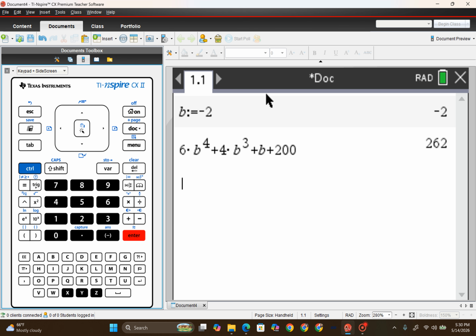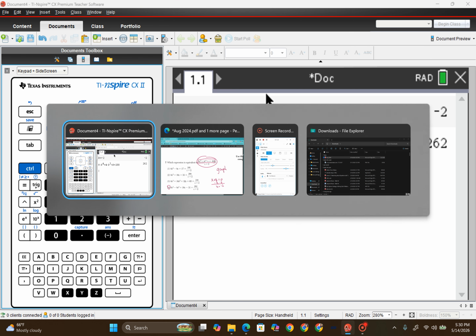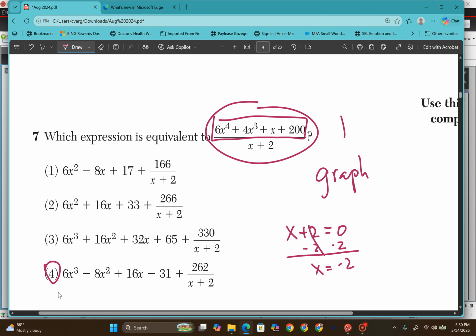So that means that my remainder, when I do this math, the remainder is 262. And here it says the remainder is 166. That's not right. This is 266. That's not right. This is 330. That's not right. 262. Boom. So I could have solved this by doing remainder theorem.